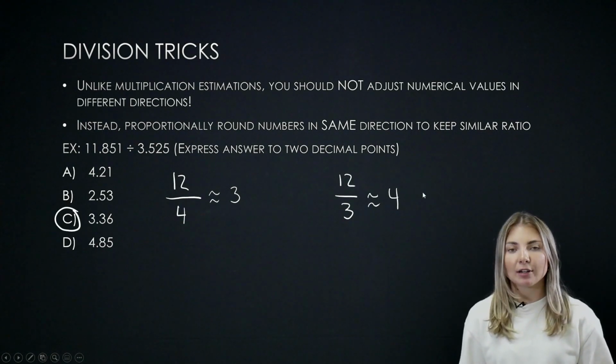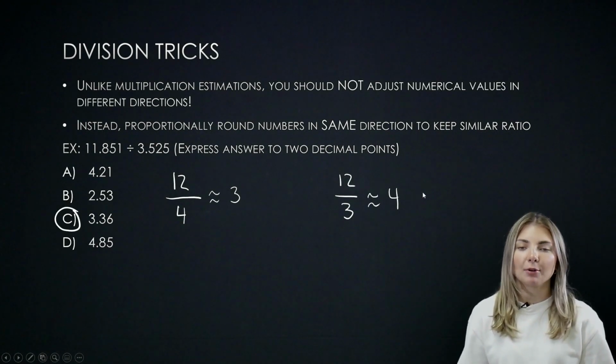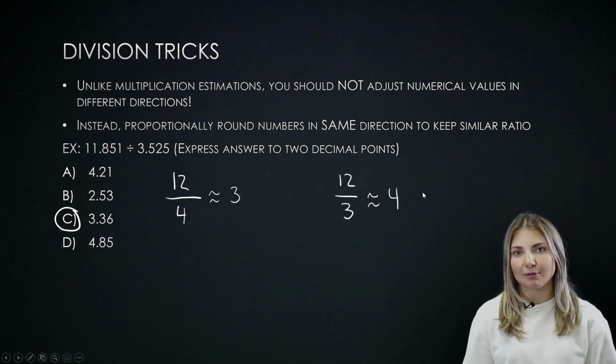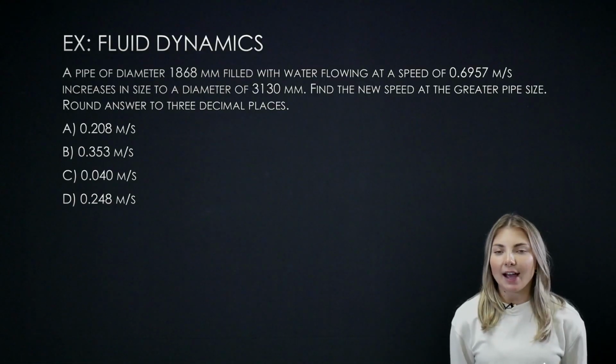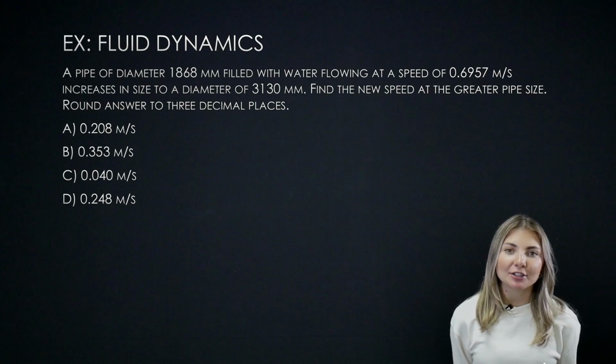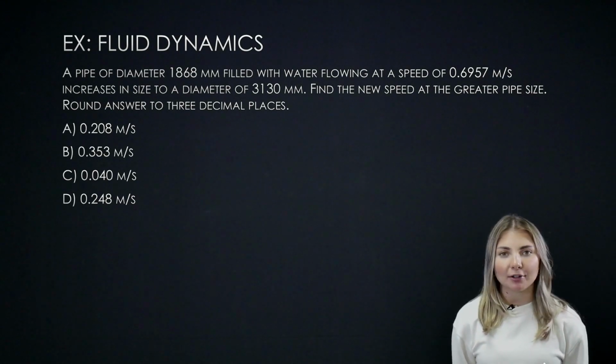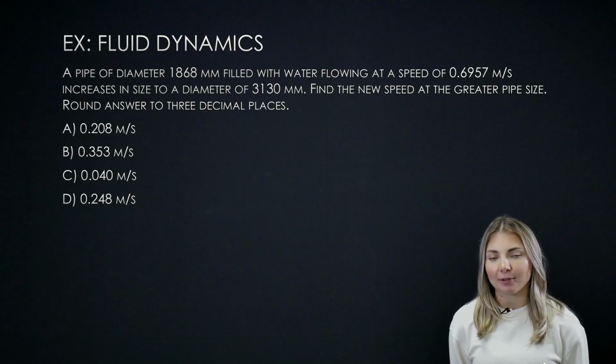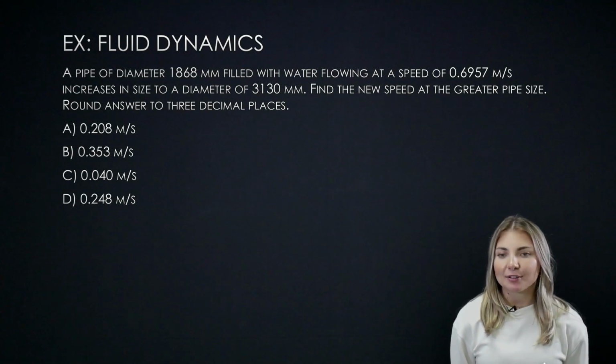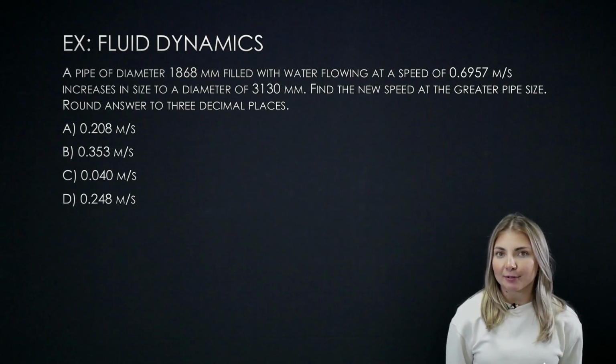So it is just important to keep in mind that you need to round both numbers in the same direction when you're dealing with division. Now we are going to apply the estimation tricks with both multiplication and division into a problem that could be presented on a real MCAT within the physics section.